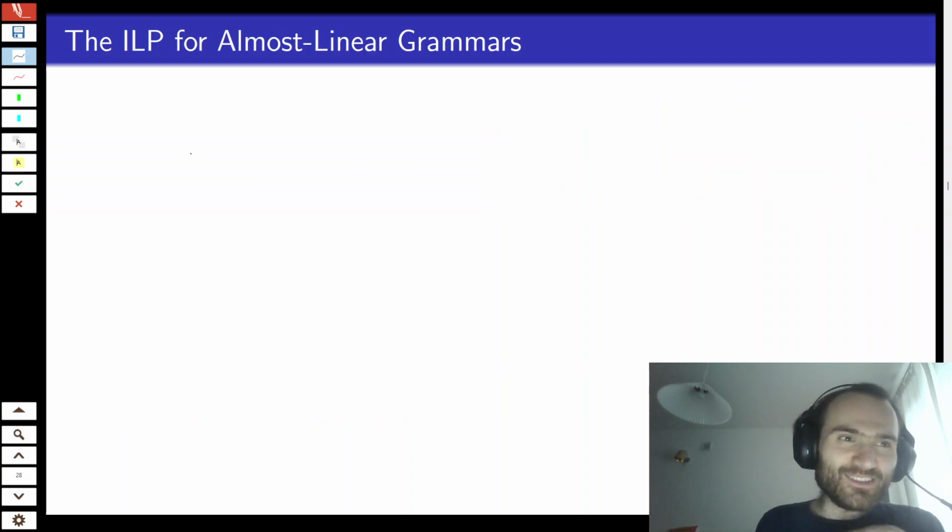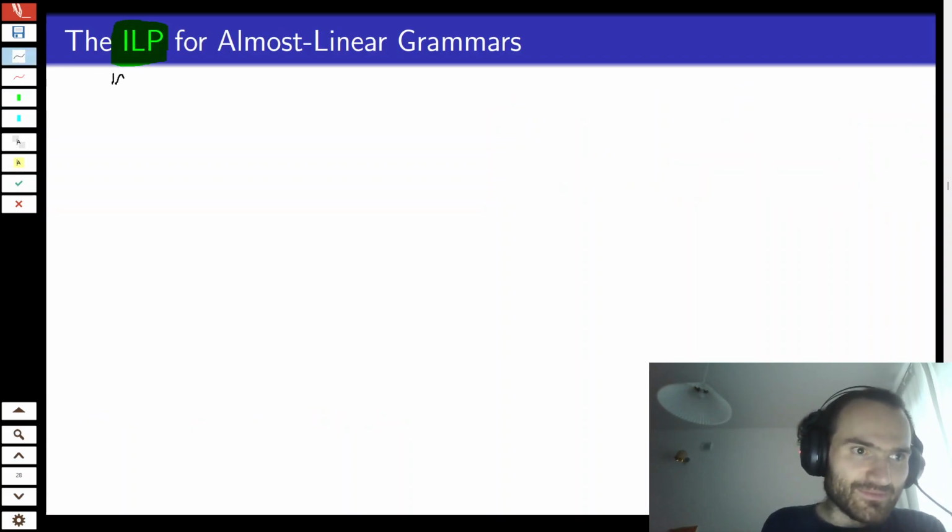So the formal condition uses what is called an ILP, or integer linear program. I assume that you are familiar with integer linear programs. Well, it's not a complicated thing. You can also think of it as linear equations over N.